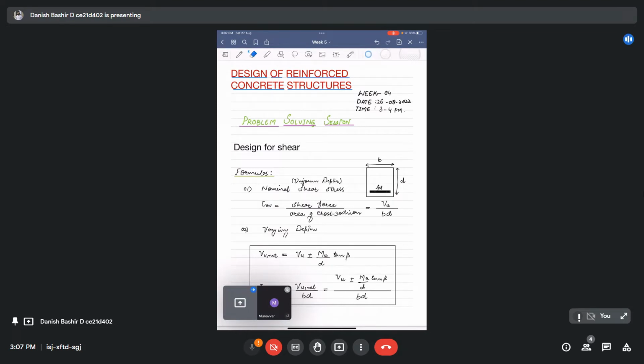Today is week 5 of our online course. In week 5, you would have studied the design for shear and shear reinforcement, stirrups, and all those. All those lectures are going in week 5. So for that, we will be today discussing some basic concepts regarding the shear in our beams, and also we will be solving one design problem for the design of shear stirrups.